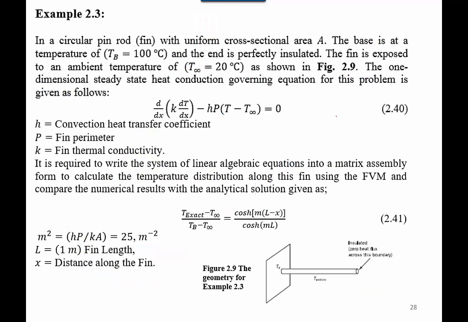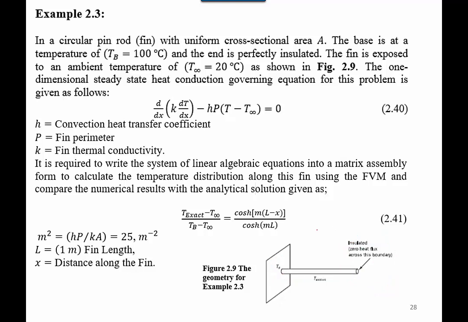The third example here will be different from the other two. It will have a different boundary condition. In a circular pin rod, it is a fin with a uniform cross-section area A. The base temperature is T base, 100 centigrade, and it is perfectly insulated at the other end. So here we have a rod or a fin with a base temperature 100, and the other side is perfectly insulated. That means there is no heat flux.